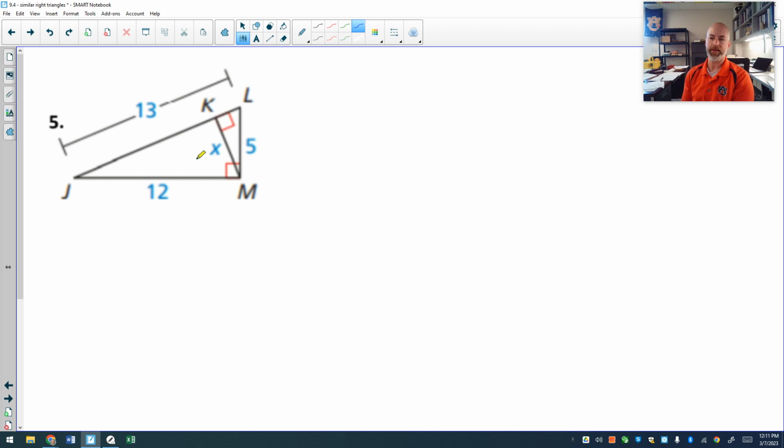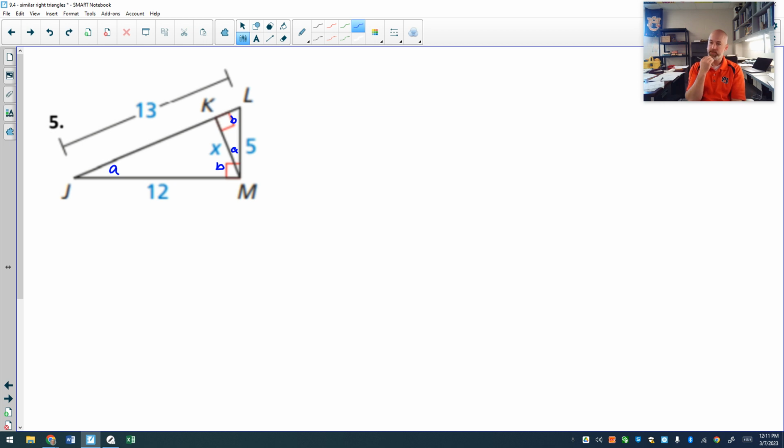However, X is already claimed, and I'm worried I'm going to confuse myself if I label my angles X and Y. So in this case, I'm looking at my big triangle. I'm ignoring the altitude, KM, and I'm looking at my big triangle. I'm going to call the acute angles A and B. So if I call my acute angles A and B, then in each of the smaller triangles, the acute angles must be A and B as well. And so I do that.